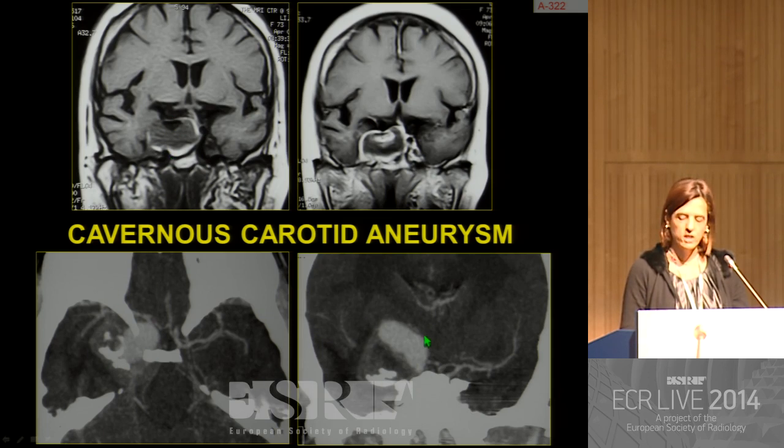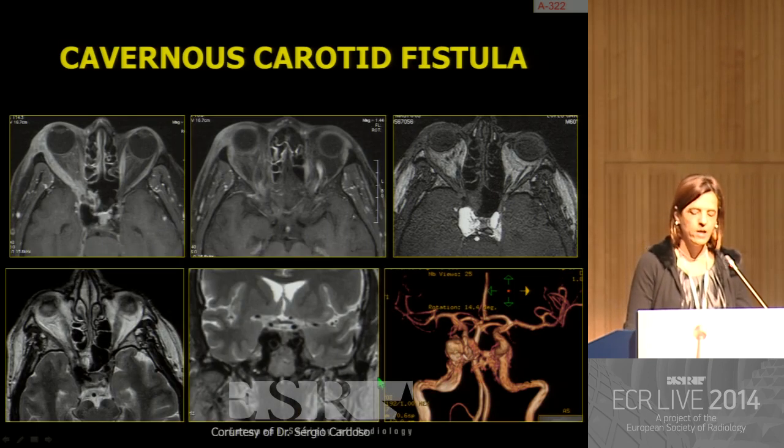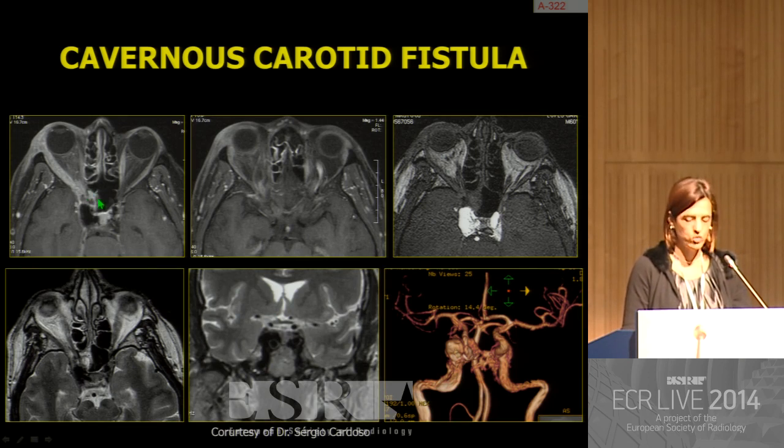This is a different patient, again showing a giant cavernous carotid aneurysm, where you can see the enhancing portion corresponding to the patent lumen, the thrombosed area, and the atherosclerotic calcifications. Another vascular lesion that you may encounter here is the cavernous carotid fistula. Again, you see in this case abnormal signal voids inside the cavernous sinus that do not correspond to the cavernous carotid artery that can be seen here. So it's surrounding the carotid artery itself.